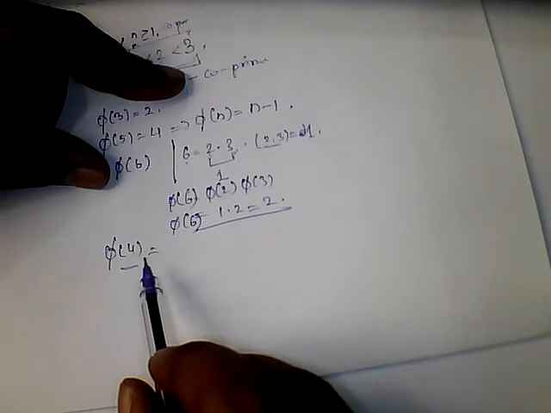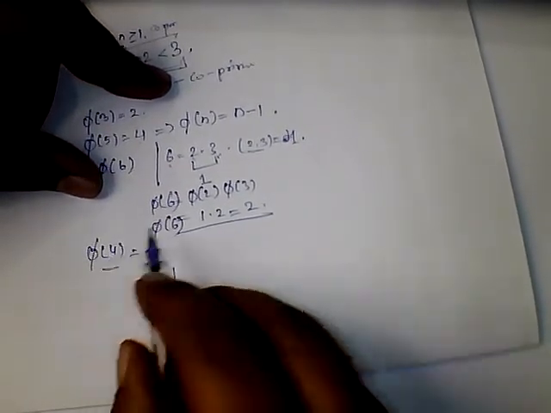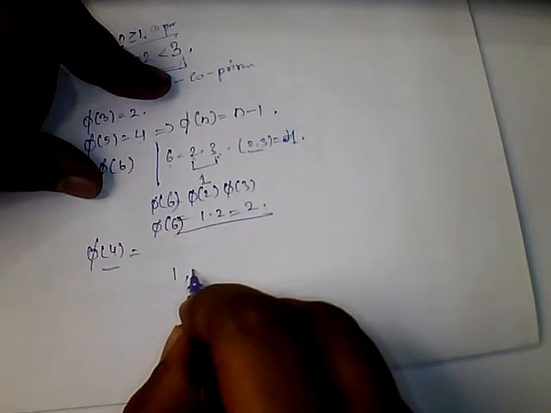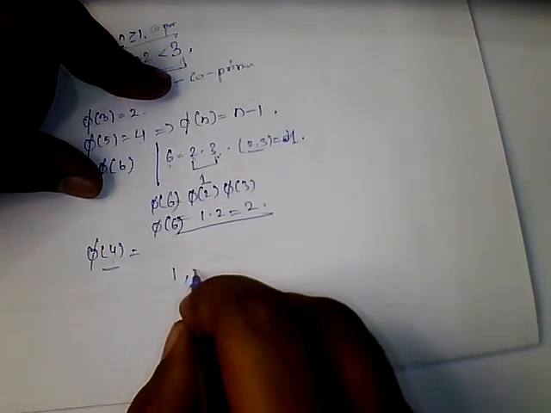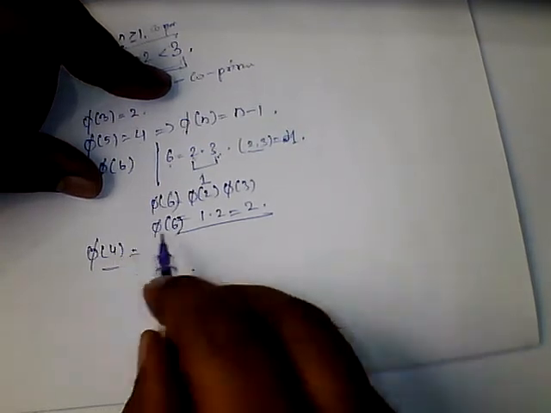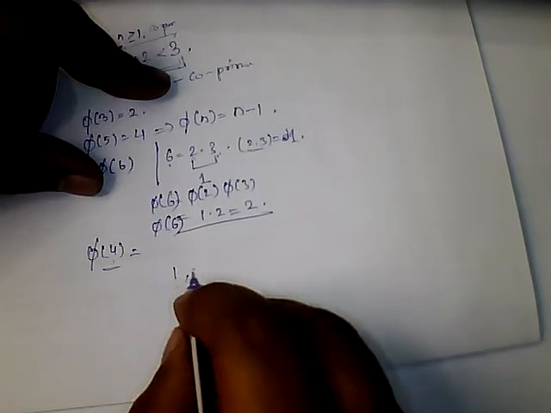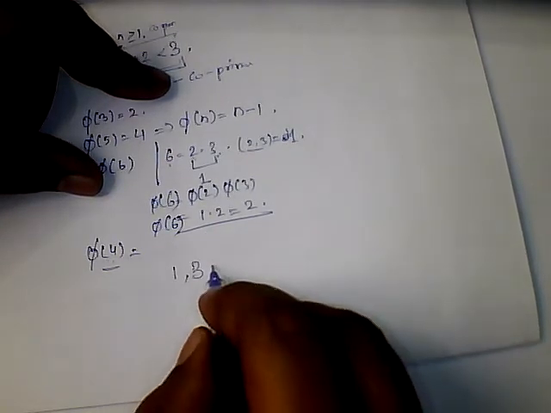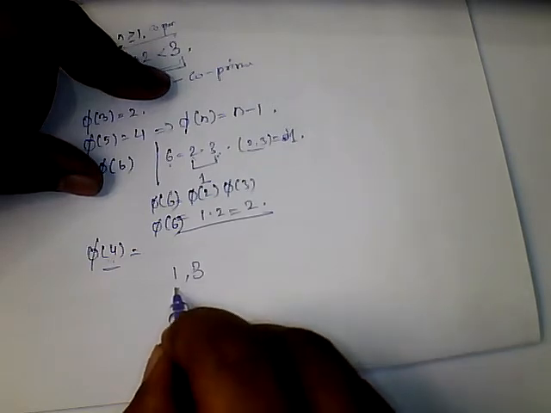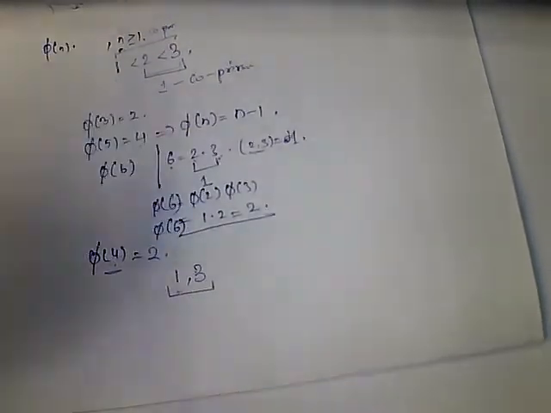1 is co-prime to 4. 2 is not related to 4 because there is a common factor between 2 and 4, which is 2 itself, so 2 cannot be co-prime. 3 is co-prime to 4, so then we have 4. So the numbers co-prime to 4 are 1 and 3, that is 2 numbers.